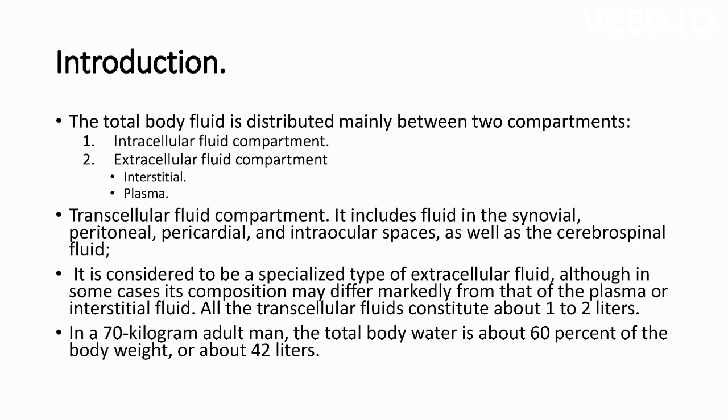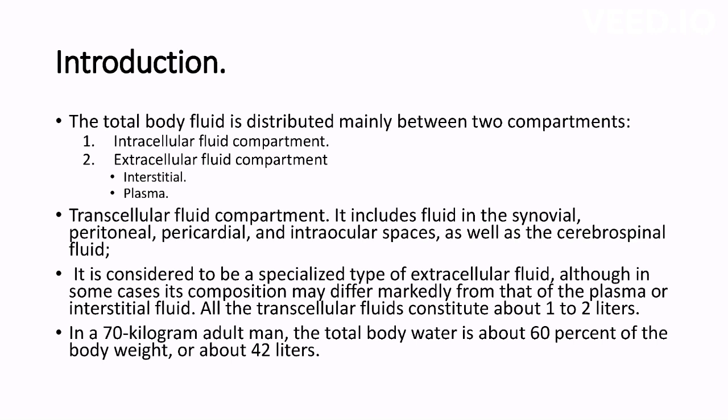But also there is another special compartment called transcellular fluid compartment, and it includes fluids in the synovial, peritoneal, pericardial, and intraocular spaces, as well as cerebrospinal fluid. This compartment is considered to be a specialized type of extracellular fluid, although in some cases its composition may differ markedly from that of the plasma or interstitial fluid, and all the transcellular fluid constitute about 1 to 2 liters.